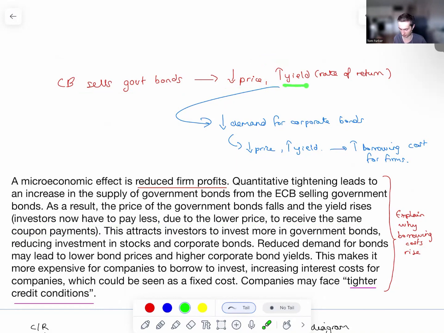Now, if the rate of return for buying a bond increases, then there might be less demand for other types of bonds, corporate bonds. Investors would maybe buy more government bonds and buy fewer corporate bonds.